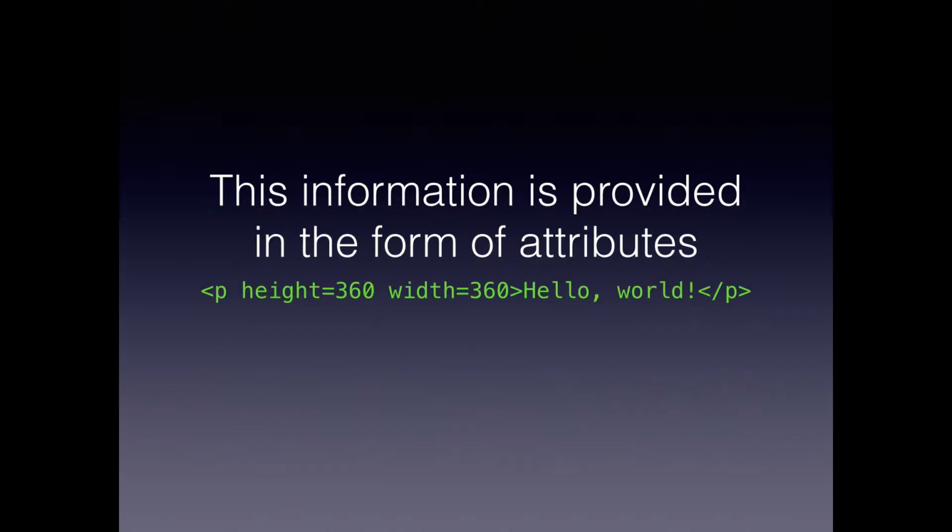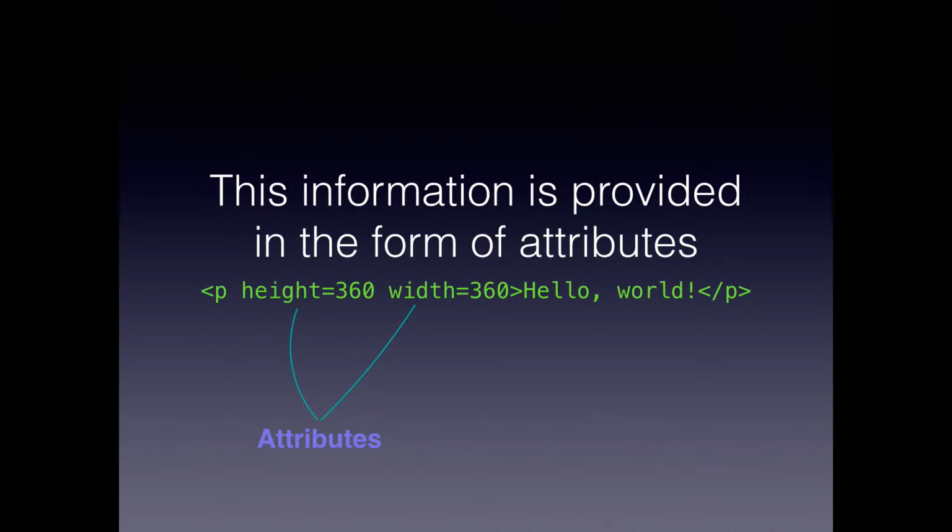So here we have a p tag, which, if you remember from the last part, stands for a paragraph, and it just prints out hello world to the browser. But if you notice in the opening part of the tag, we have two attributes, which are height and width. Now, this is how attributes are defined in tags. These particular attributes are used to set the size of the container of the content of the tag.